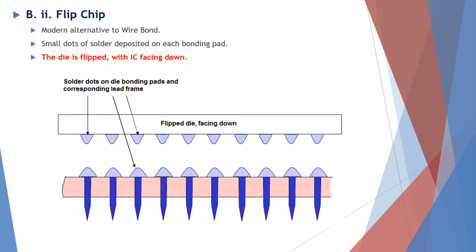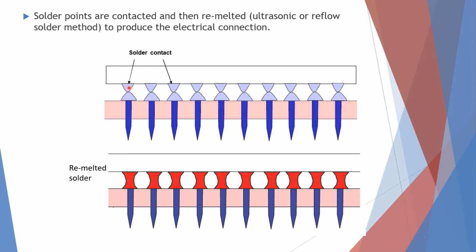When the solder contacts each other like this, they will do the remelting using the ultrasonic or reflow solder method, so that it can produce an electrical connection. Then both areas will be connected. So all of them will be connected.